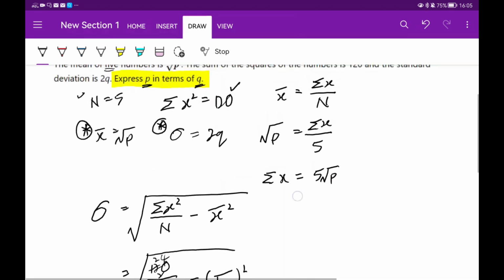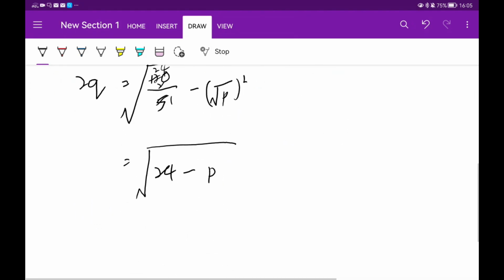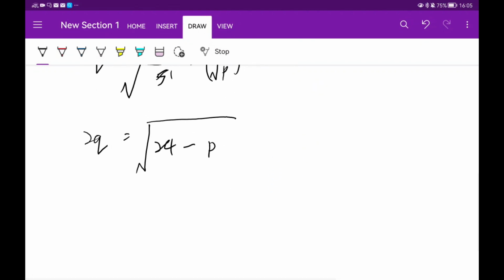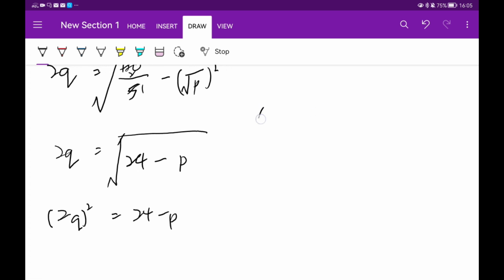So this standard deviation is equals to 2q. 2q, right? Alright, so it becomes square, right? 2q squared is equals to 24 minus p. Hence 4q square equal to 24 minus p. Hence we need to express p in terms of q, right? So we just put p in front. P equals to 24 minus 4q square. Yeah, that's all. Alright, that's the answer for question 3.